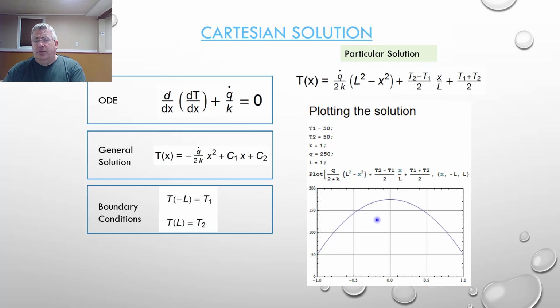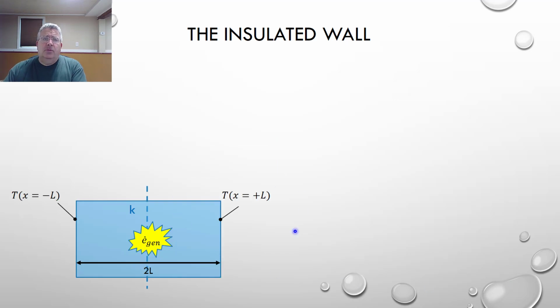A couple things to note is that at the center line here, the derivative is 0, so all the energy that's generated here, assuming this is steady state, all the energy generated on the left-hand side of the wall is going to pass out the left-hand wall, and all the energy generated on the right-hand side of the midplane of the wall will again pass out of the right-hand wall. So we can use this concept to describe what an insulated wall is.